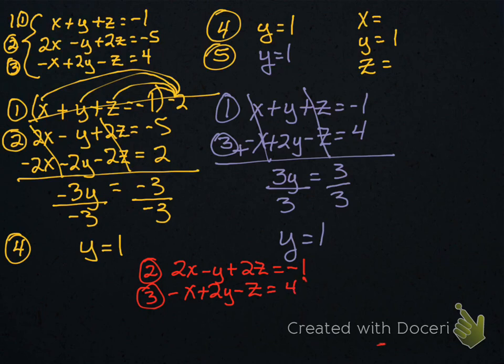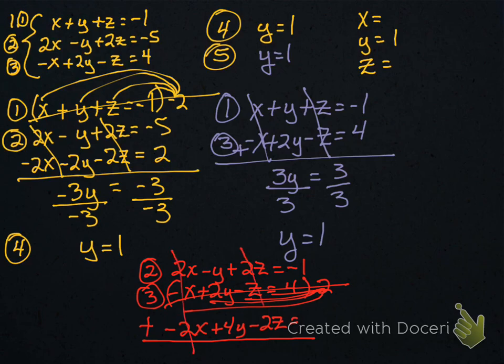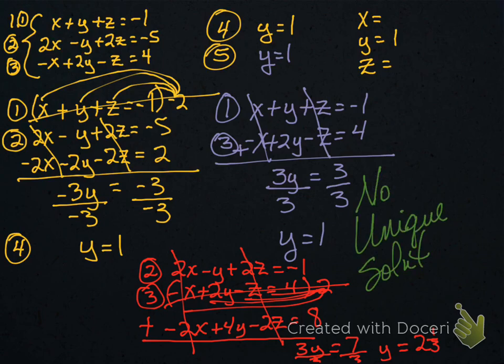Had to multiply my second equation by 2. Ended up with y was 3/2, or y was 2 1/3. Basically, we ended up with not being able to come up with anything other than a y, and 1 out of those 3 times was a different equation, a different answer. So with that one, we ended up with no unique solution.